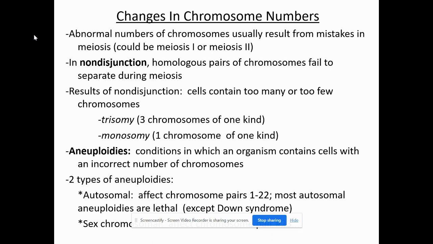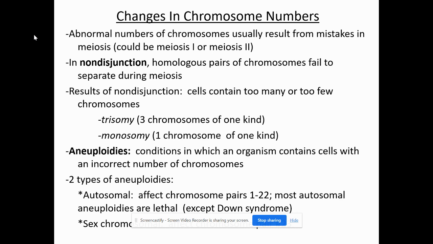The result of that is that you get cells that have too many or too few chromosomes. And the result of non-disjunction is an aneuploidy. An aneuploidy, as the definition is there, is where you get cells that have the wrong number of chromosomes. We call the disorder a trisomy if there's an extra chromosome, there's 3 of a kind. For example, something like Down syndrome. That's an extra 21st chromosome.